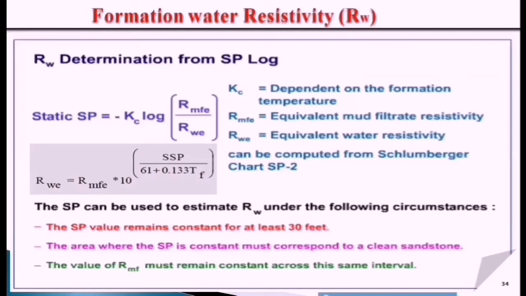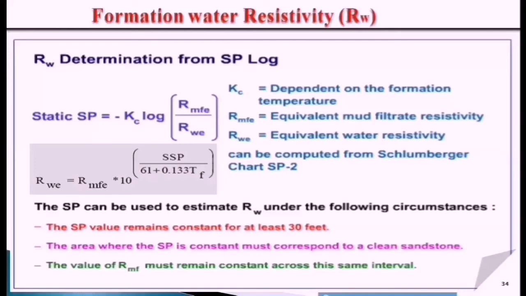From the SP log, we'll be able to calculate the RW, but be careful, the SP can be used to estimate RW only under some conditions. First, we have to pick a value of the SP that is constant for at least 30 feet. So the SP value will remain constant for a distance of at least 30 feet. Second, the area where the SP is constant must correspond to a clean sandstone. No more shale exists. The value of resistivity of mud filtrate must remain constant across the same interval. So the SP will be used with some care.